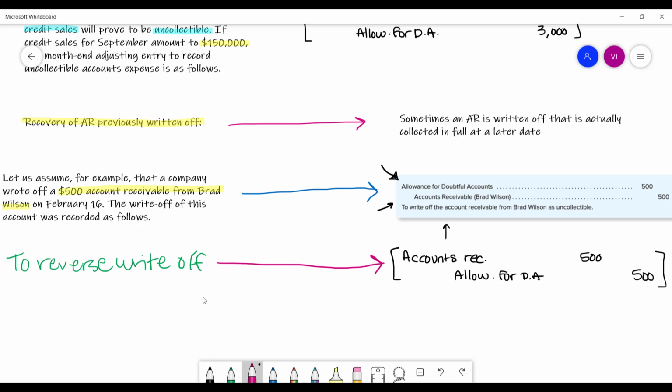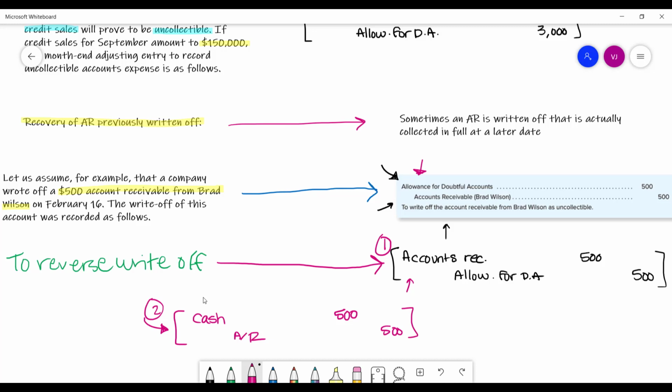Then, once you reverse that entry from above and Brad actually paid, you would finally debit cash for $500 and once again credit accounts receivable for $500. But the important thing is you can't do this before you reverse the entry above, because you can't credit accounts receivable twice for the same account, right? So if you wrote off an account above, but then, oops, the customer actually paid you, first reverse the entry, and then you can debit cash and finally remove that accounts receivable for good.